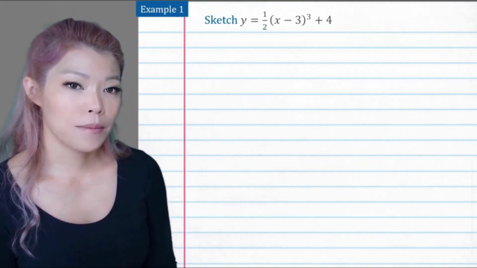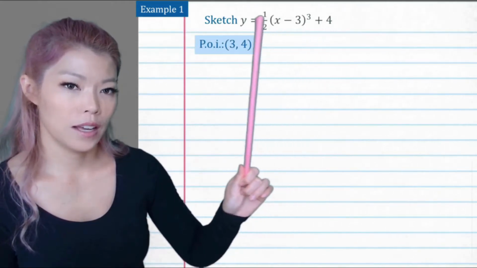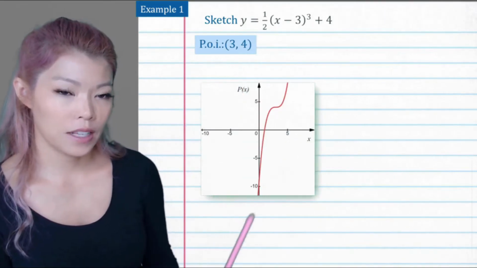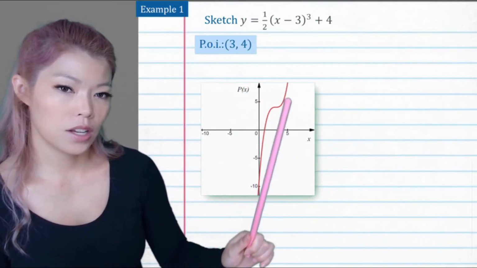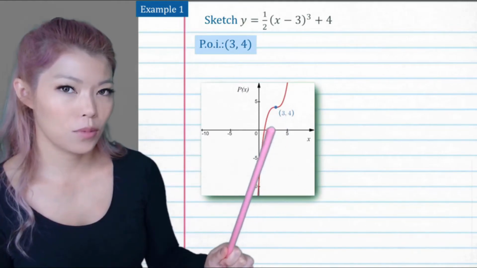Let's do our first example. Here we can see the point of inflection is 3, 4, and we have a dilation factor of a half. So when you sketch it, sketch that and label that as 3 and 4. So sketch first and then label. It makes it a little bit easier.